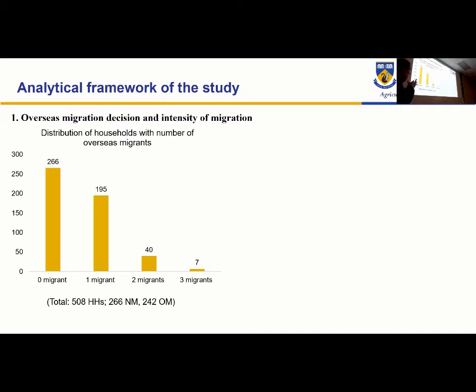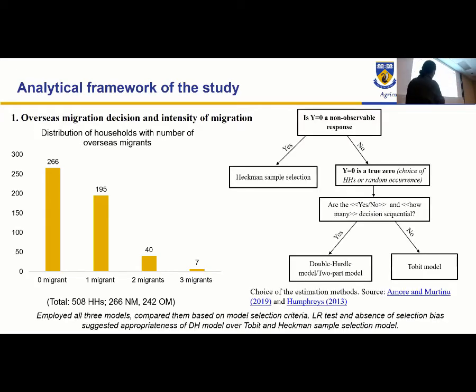In such a case, if appropriate econometric tools are not used in the analysis, then it may lead to biased results. Various scholars have suggested the key elements that need to be considered while analyzing this kind of data or situation. That includes whether the variable of interest is a true zero or not. So in this case, if y is equal to 0, for instance, the number of persons migrating from a household, in our case y is the number of persons migrating from a household.